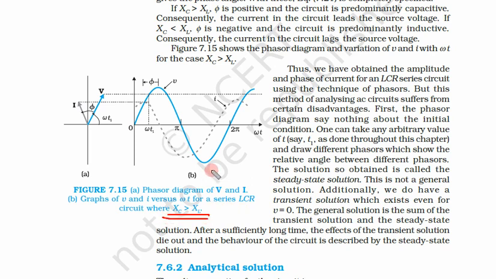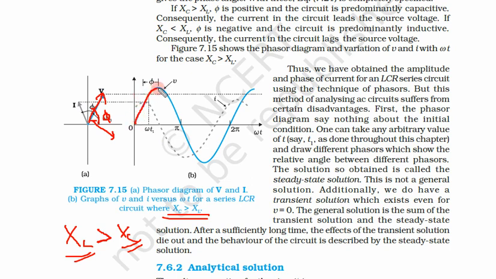XC is greater than XL. Suppose it was reversed, XL minus XC, that means XL is greater and XC is smaller. Then what will happen? This XL is greater, XC is smaller, so this phasor diagram will reverse. So on this side voltage and current will come, and there is some angle, so current is lagging in the case of XL greater than XC.